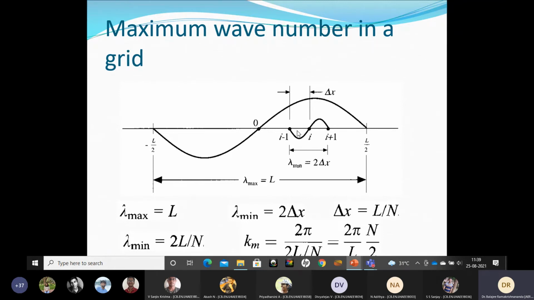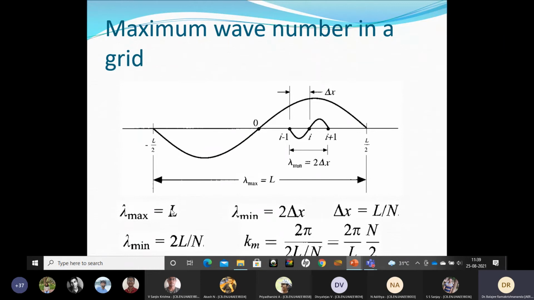Okay. And this is the maximum lambda you have, where k is 1. Now we want to know, with the given grid, what is the maximum m you can go, or what is the highest frequency wave you can get from this grid. You can draw on this grid, in other words.